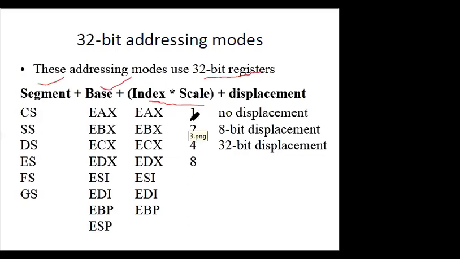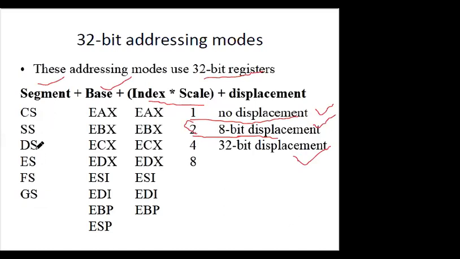If the scaling factor is 1, it represents no displacement. If we haven't provided any kind of displacement, the scaling factor will be 0. If scaling factor is 2, then we have 8-bit displacement. There is no 16-bit scaling factor in this case. Either there is no displacement, or it can be an 8-bit displacement or a 32-bit displacement.